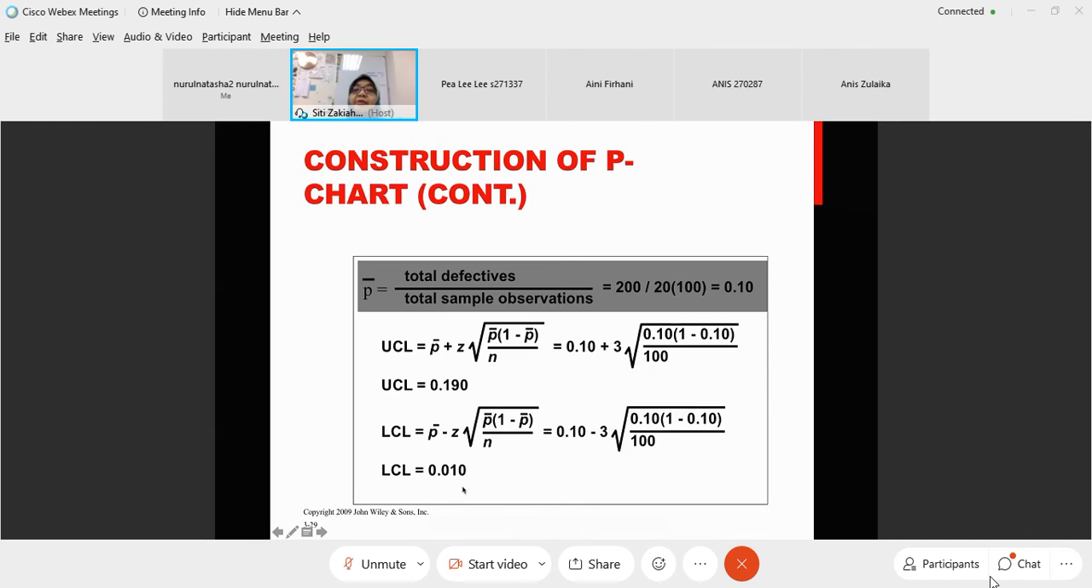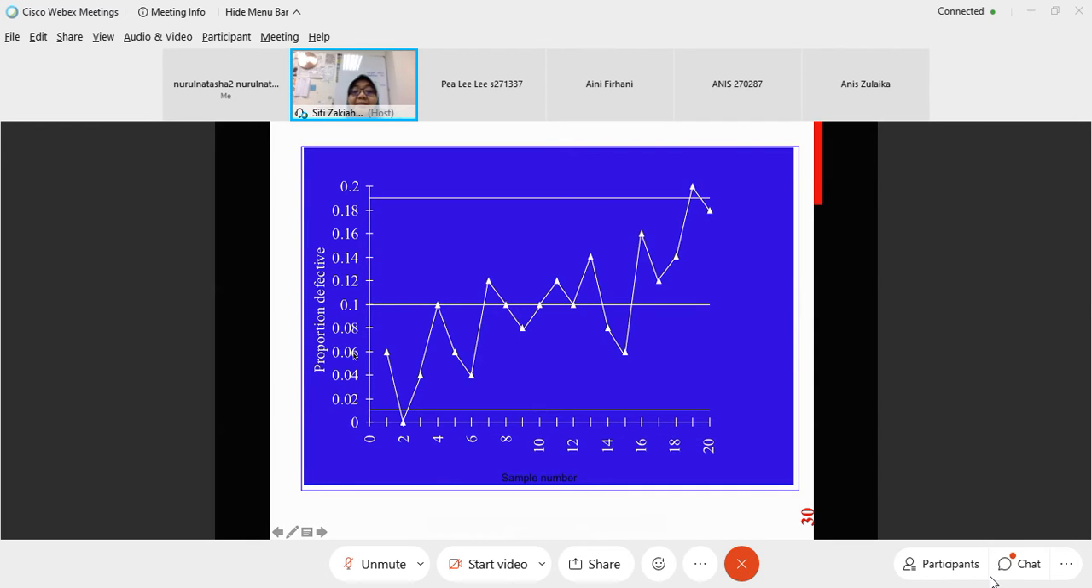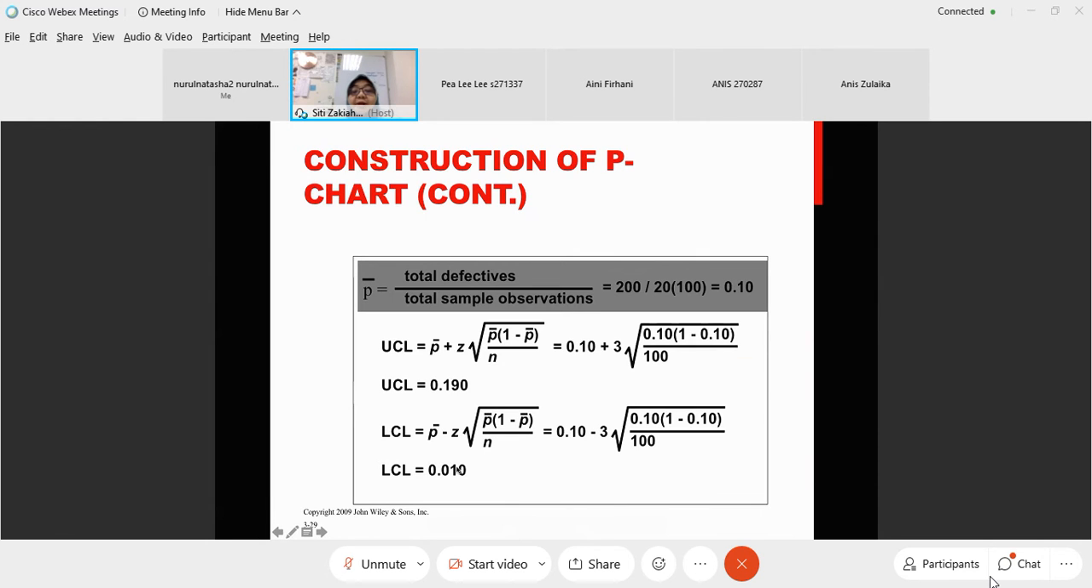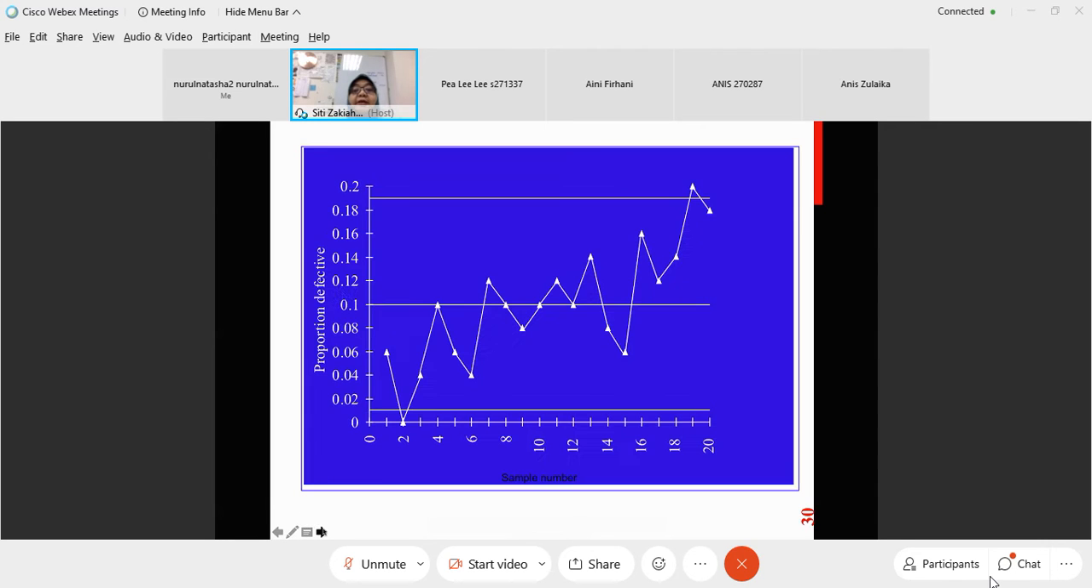Okay, now you've got the control limit. Of course, the center line is this, P bar. I prefer to draw on the whiteboard, so we can learn, but here we have to make do. Then you plot. Remember, 0.1 is the P bar, 0.01 and 0.19. 0.19 is the upper control limit, 0.01 is the lower control limit, and this is the P bar.